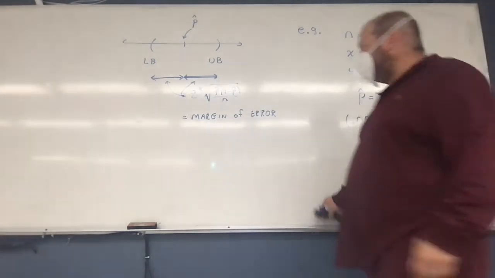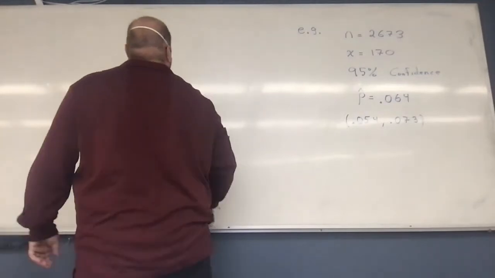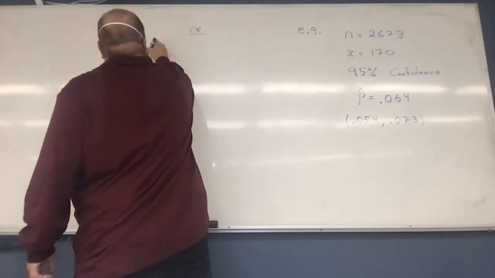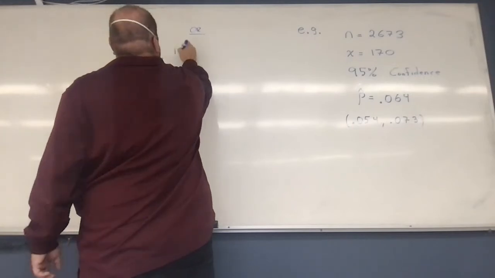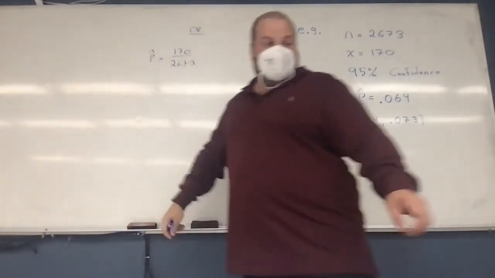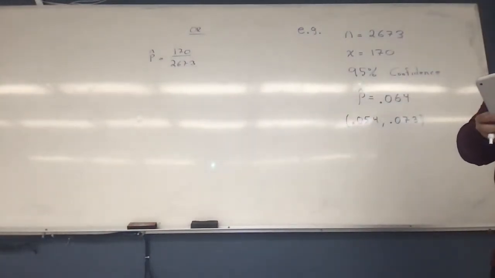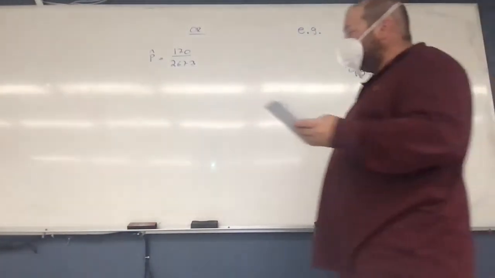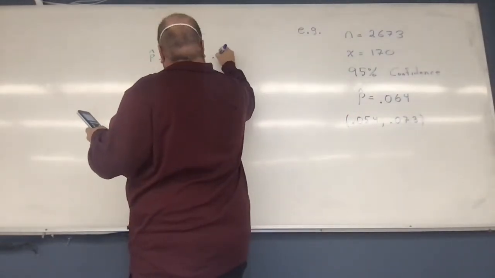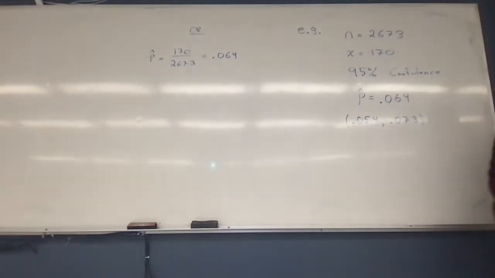First, how do I find p hat? X over n. So my p hat should be 170 over 2673. Let's go ahead and calculate that. 170 over 2673. What do I get? 0.064. So far, so good.